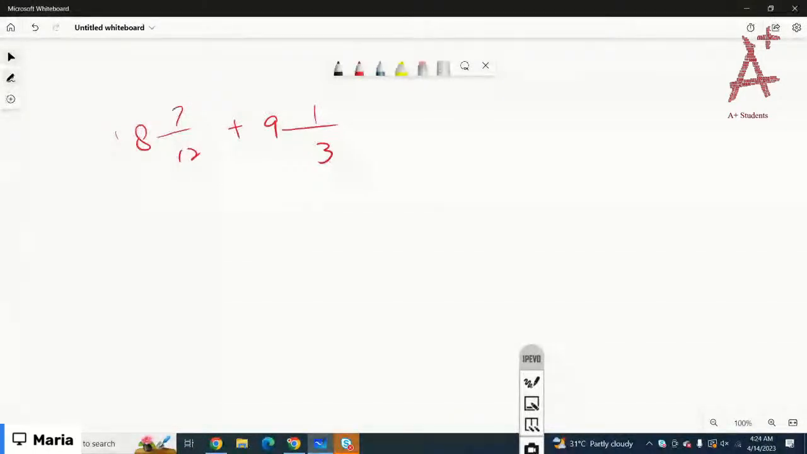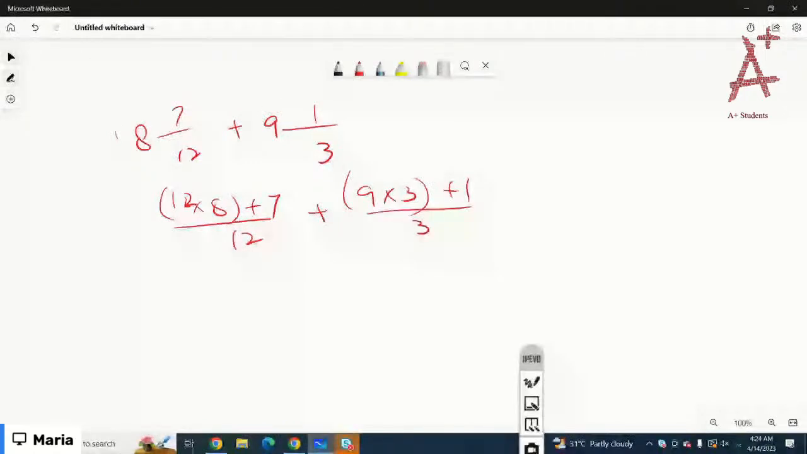Let's just convert: 12 times 8 and add 7 over 12. The next one is 9 times 3 and add 1, over the denominator. 12 times 8 is 96 and 96 plus 7 is 103 over 12, and plus 28 over 3. So 3 times what number is 24? 3 times 8. So let's just multiply this fraction by 8.